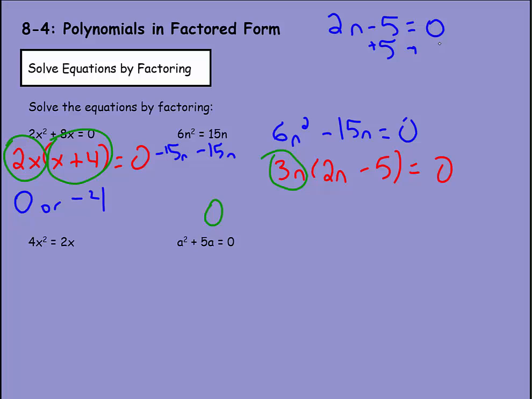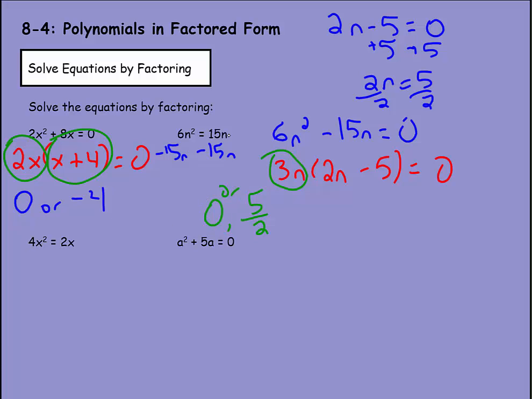Add 5 to both sides. So 2n equals 5. Divide both sides by 2, and then there would be my answer. So it could either be 0 or 5 over 2. Those would be my options here. It's always good to have an "or" in there, otherwise I think you're writing about a coordinate point.